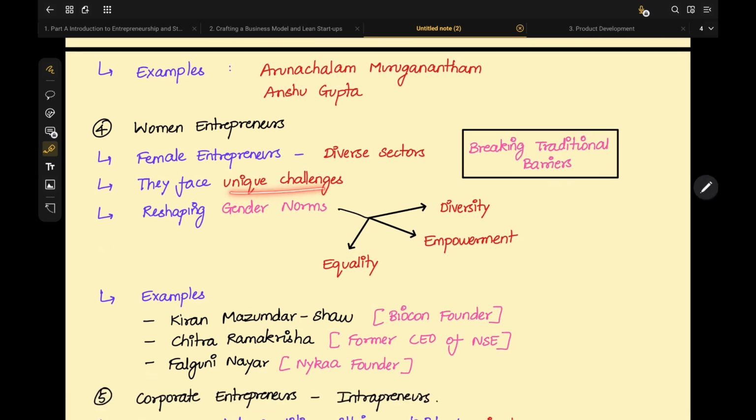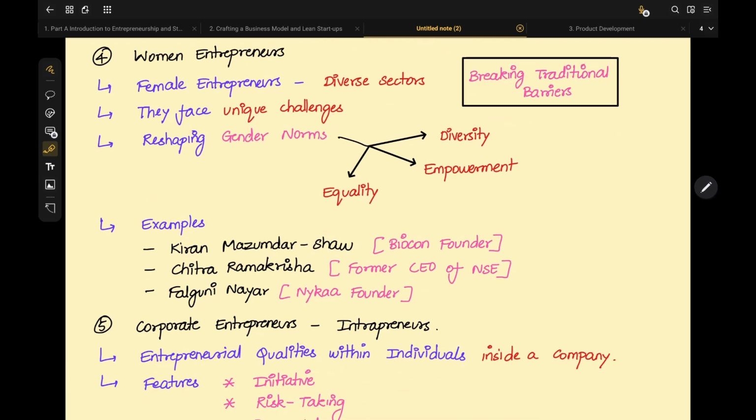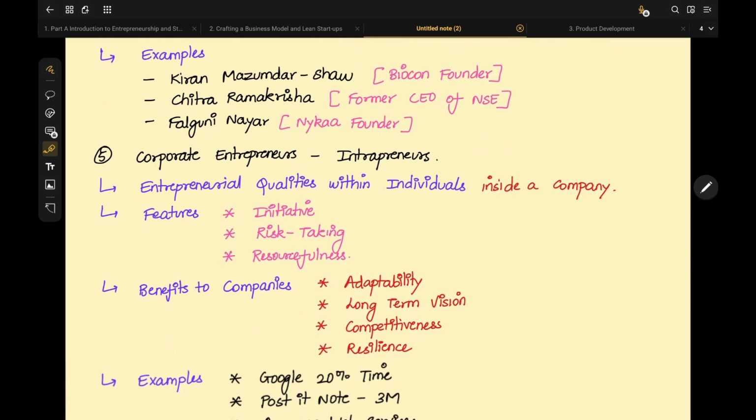They face unique challenges. And then they work in reshaping the gender norms. They work for diversity, they work for empowerment, they work for equality of men and women. They are breaking the traditional barriers. These are some keywords you have to remember with regard to women entrepreneurs. Examples are these names, and their stories have been given in the study material. Kiran Mazumdar-Shaw, Biocon founder. Chitra Ramakrishna, former CEO of NSE, National Stock Exchange. Falguni Nair, Nykaa founder. These are all women entrepreneur examples.